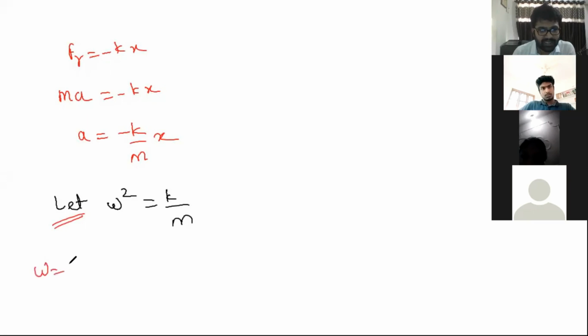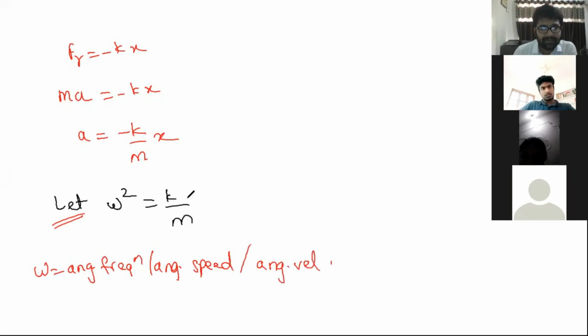Asha, by the way, what is omega? Omega is angular frequency or angular speed or angular velocity, whatever you want, you can call it. Okay. So omega square is k by m. The question is why? This is something which they don't answer in the books. So I can try to explain this to you using dimensions, people. What is the dimension of omega? So what is the unit of omega? Omega is radian per second, right? Angular speed.